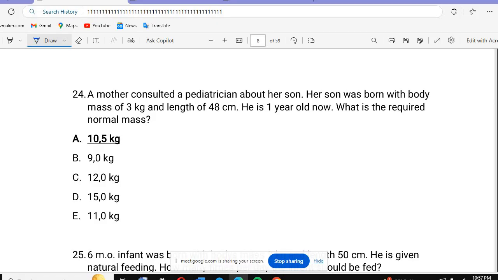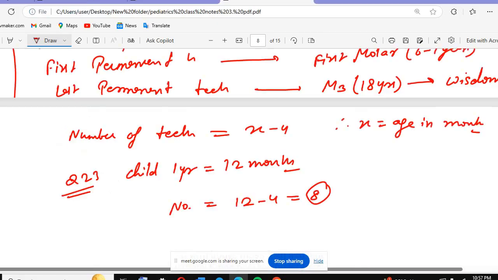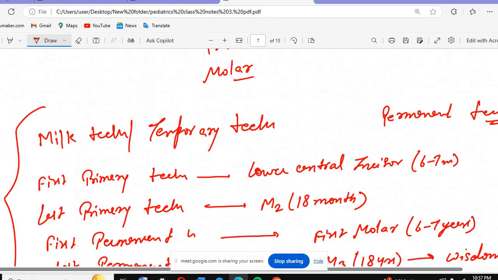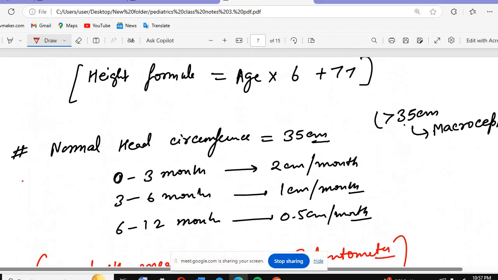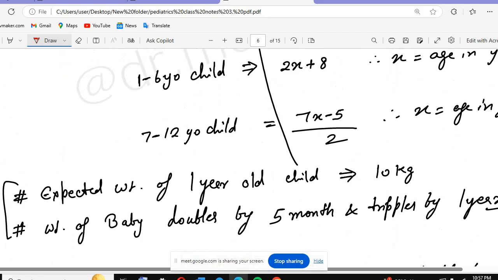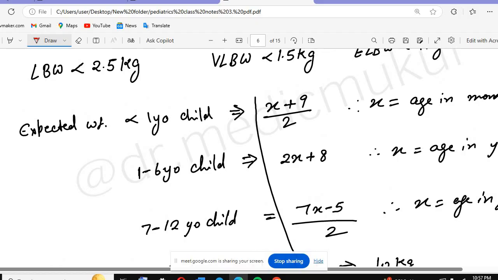We have already discussed that a 1-year-old child would have around 10 kg weight. And also you can calculate with the formula. So you can see the 1-year-old child. What was the formula for a 1-year-old child? Here you can see the 2x plus 8. If you do 2x plus 8, it will be 2 multiplied by 1 plus 8. So it will be 10.